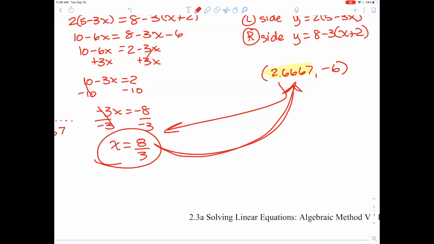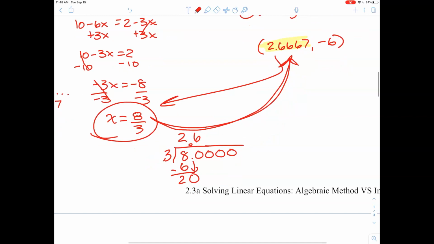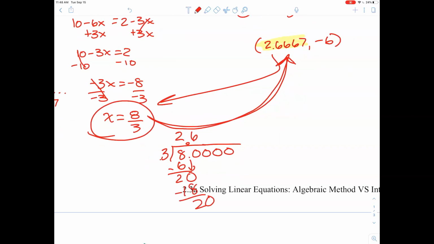But if I want to turn 8/3 into 2.6667, what I do is just do 3 goes into 8. Add some decimals and divide. 3 goes into 8 twice. Subtract, bring down the 0. 3 goes into 20 6 times. 18, subtract 20. You can see it's just going to continue to go over and over and over again. So 8 divided by 3 is 2 2/3, or 2.666.